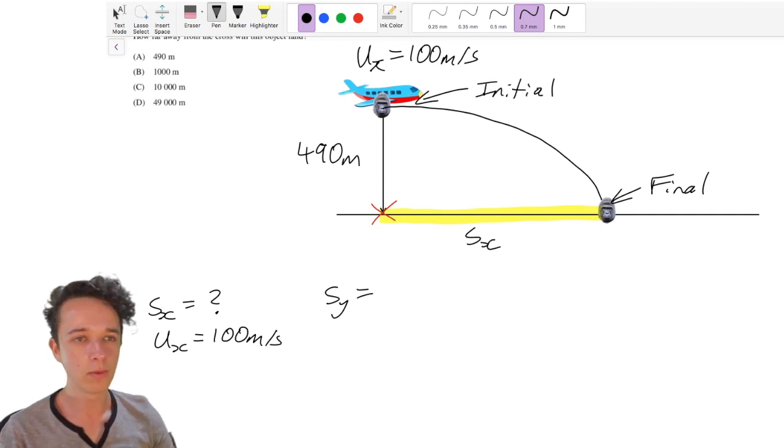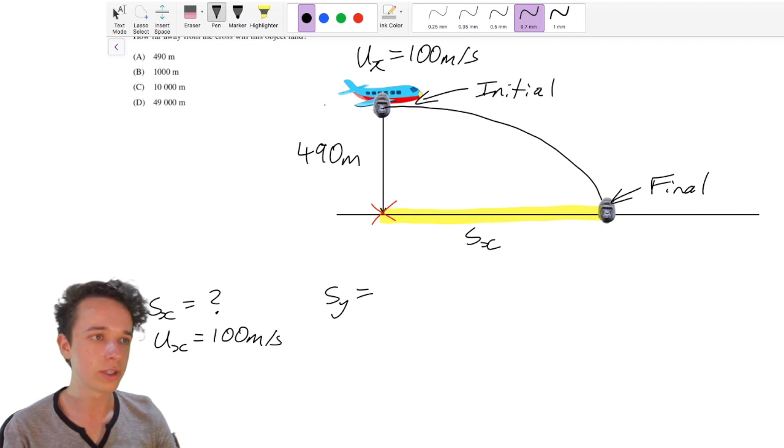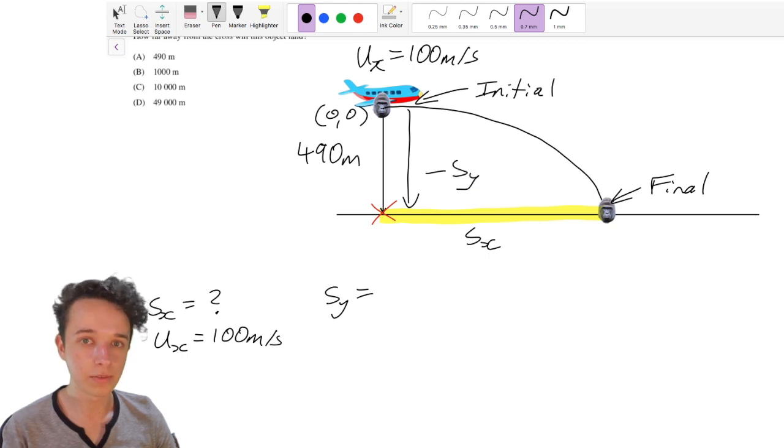So usually we will consider the initial position here as 0, 0, right? We'll usually consider this as the origin. And because Harambe's head is falling down, we will consider this as going negative. It's going to have a negative displacement.